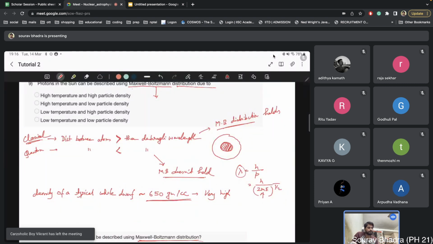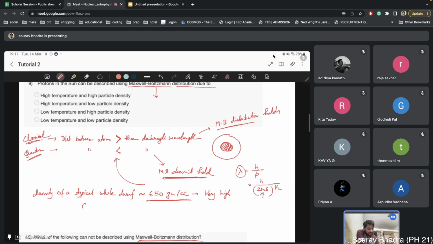And at this density, this quantum condition generally holds. If the density is that much, then as the matter is concentrated in a very small volume, the distance between atoms is less than the de Broglie wavelength associated with the atoms, and in that case the quantum limit dominates. So the Maxwell-Boltzmann distribution doesn't hold. You cannot describe the inner particle distribution of the white dwarf by the Maxwell-Boltzmann distribution.